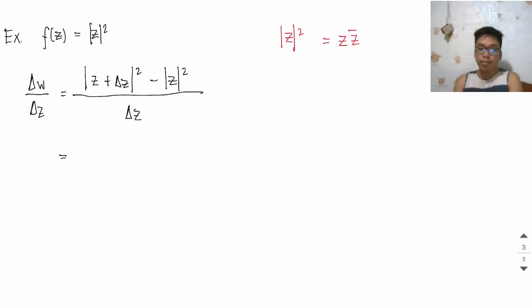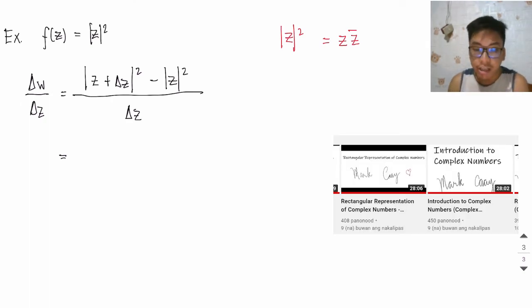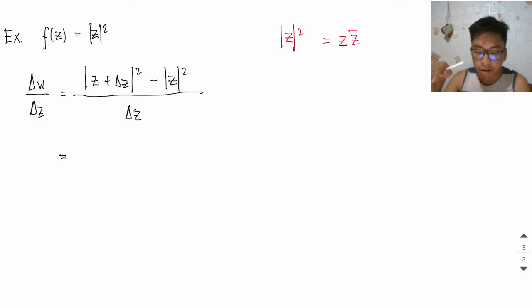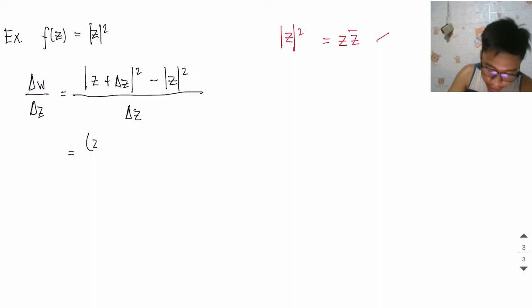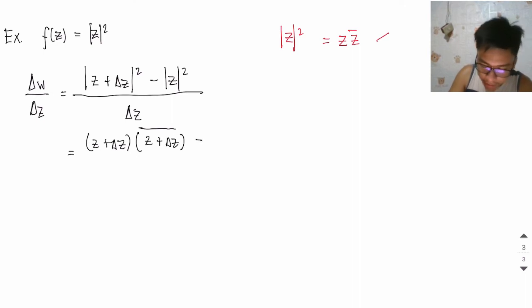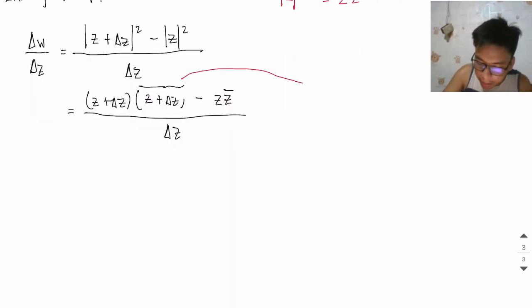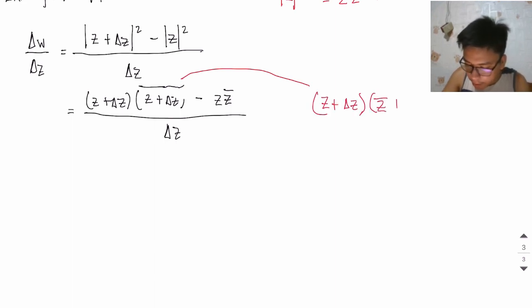That's in a video I uploaded a long time ago, so you might want to check the thumbnail here for this property. So I would now have z plus delta z times the conjugate of z plus delta z, minus z times the conjugate of z, all over delta z. And remember, this will be z plus delta z times z bar plus delta z bar.